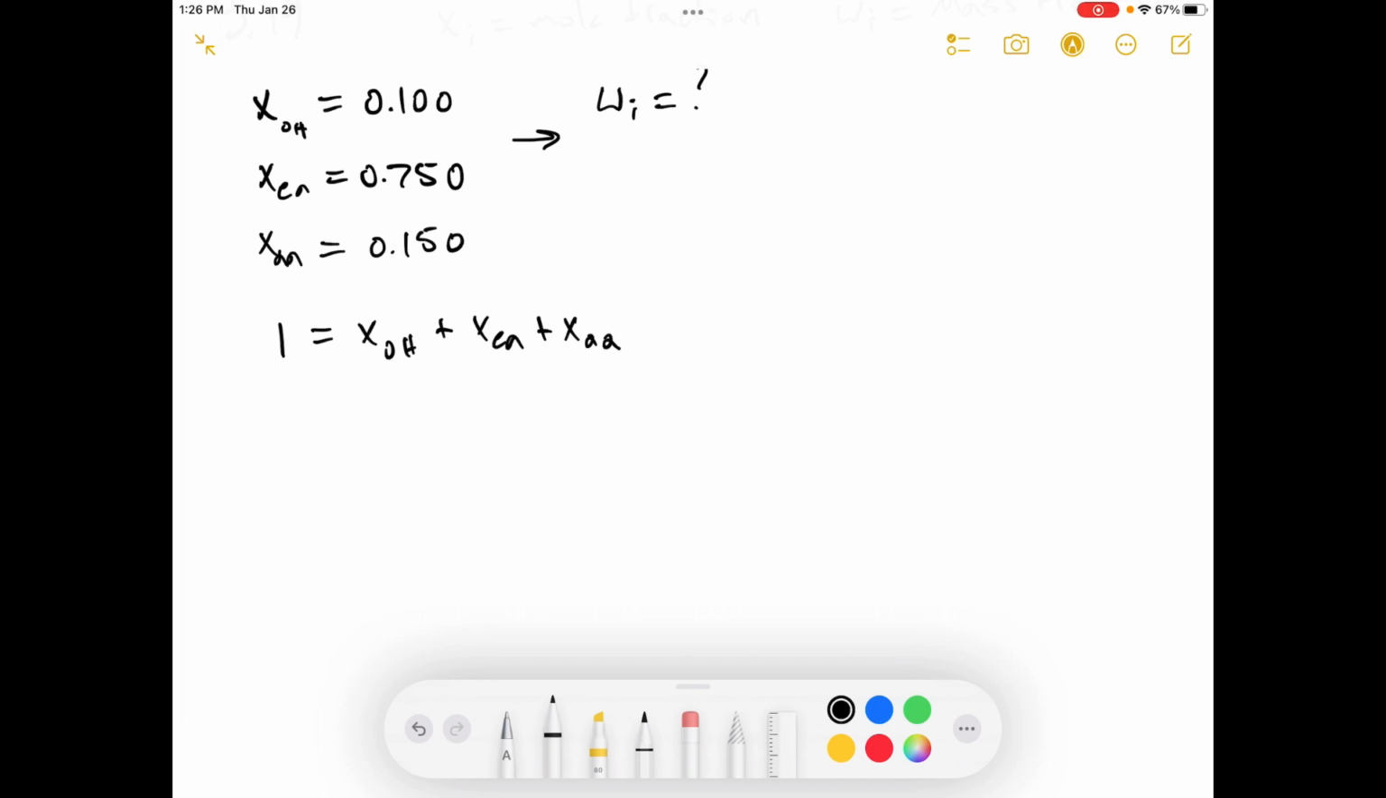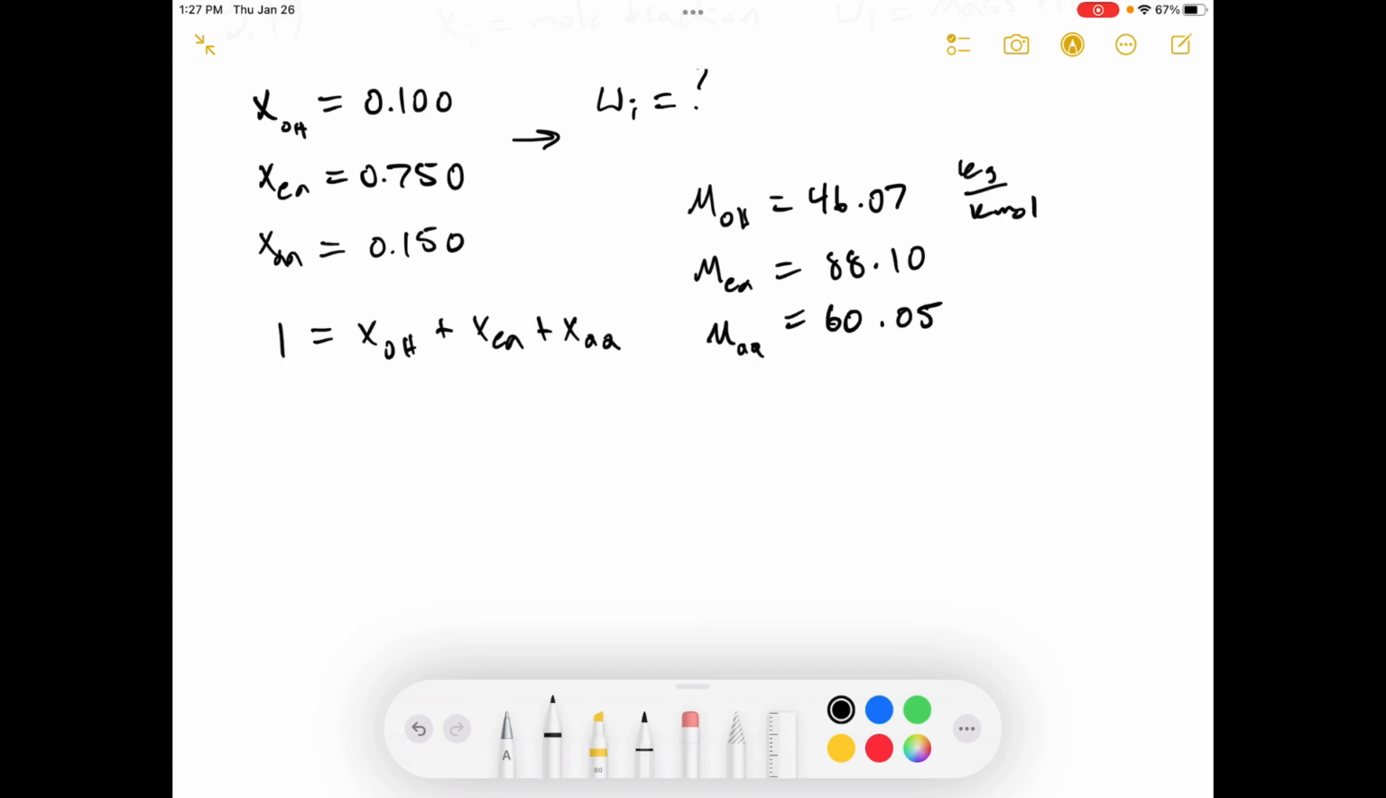So if that's the case, then we can calculate how much mass we have of each one of those things by looking up the molar mass and converting each one using it. So the molar mass of OH, molar mass of ethyl acetate, and molar mass of acetic acid, and that is 46.07, 88.10, and 60.05. We'll do kilograms per kilomole for each one of these.